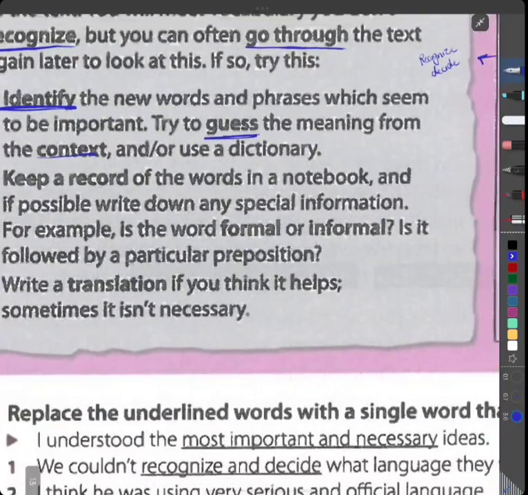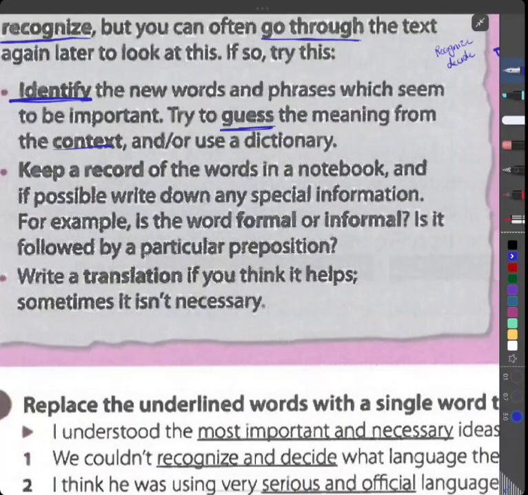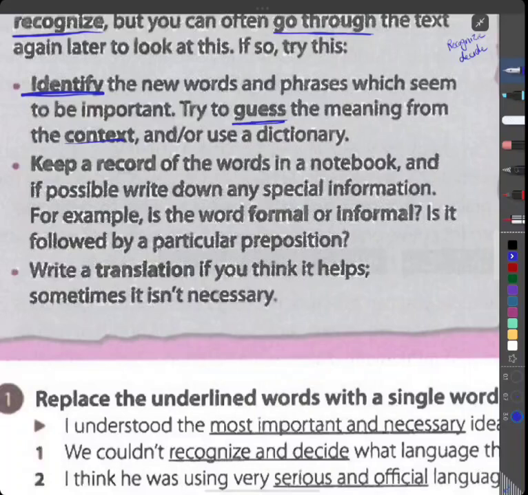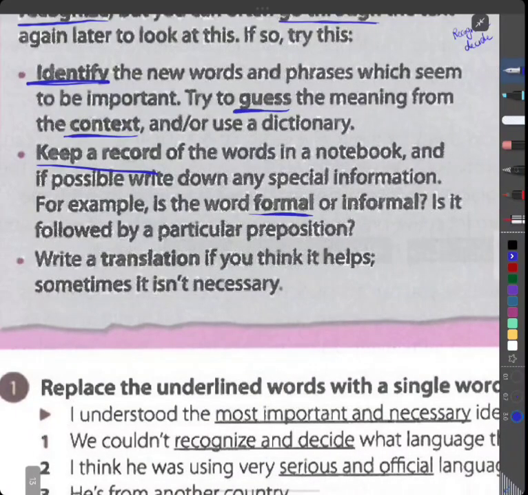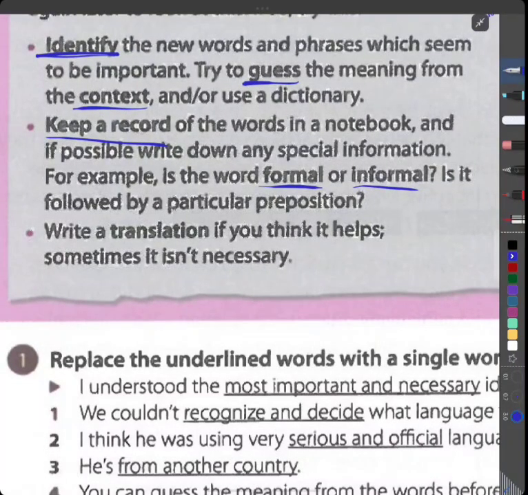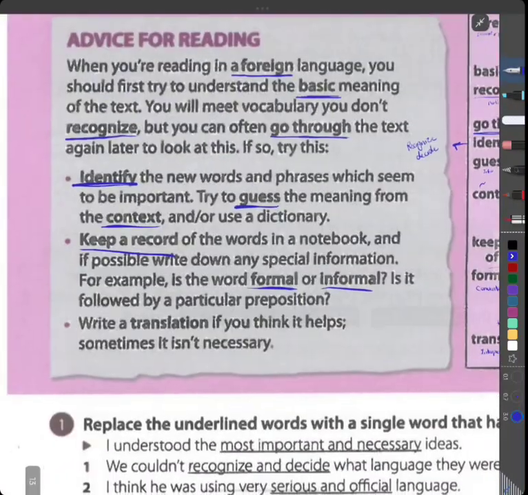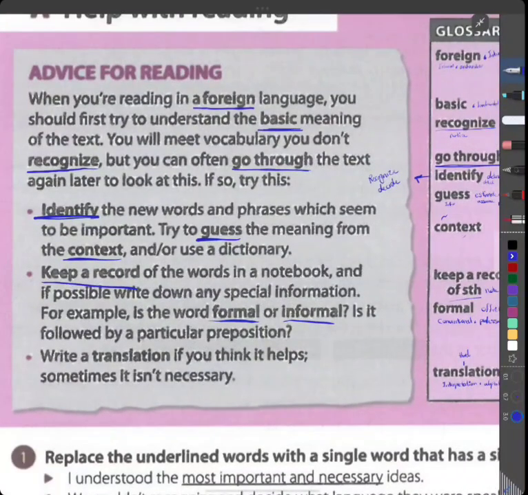For example, is the word formal or informal? Is it followed by a particular preposition? Keep a record, formal, informal. Okay? Write a translation if you think it helps. Sometimes it's not necessary. These are new words, and we try to find the meaning of these words.